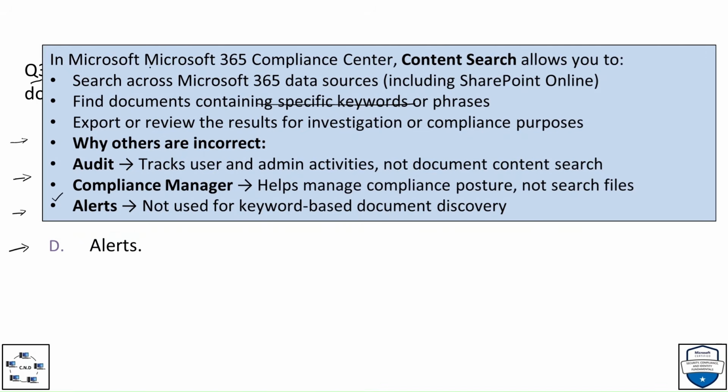And the explanation is, in Microsoft 365 Compliance Center, content search allows you to search across Microsoft 365 data sources, including SharePoint Online, find documents containing specific keywords or phrases, and export or review the results for investigation or compliance purposes. So why are the other options incorrect? Audit tracks user and admin activities, not document content search. Compliance manager helps manage compliance posture, not search files. And alerts are not used for keyword-based document discovery.